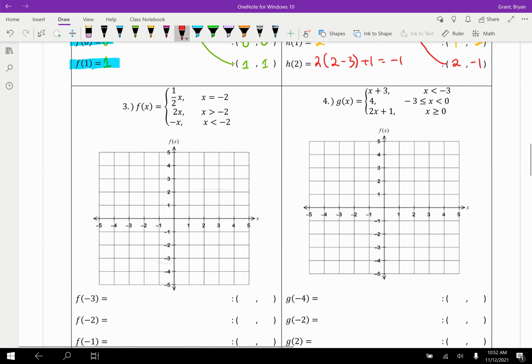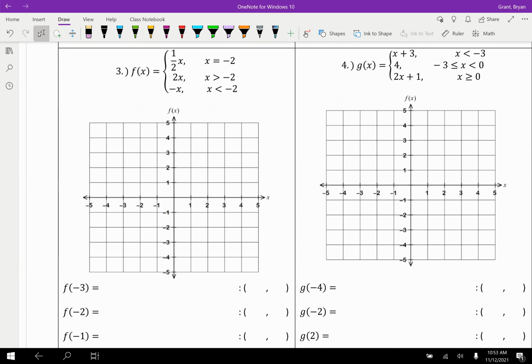Okay, 2 to go. Oh, this one's interesting. This one has all the same number over here for our domain restriction. So I'm going to put that wall at negative 2. This is x equal to negative 2. These numbers over here are all the x's less than negative 2. And these are all the x's that are greater than negative 2.